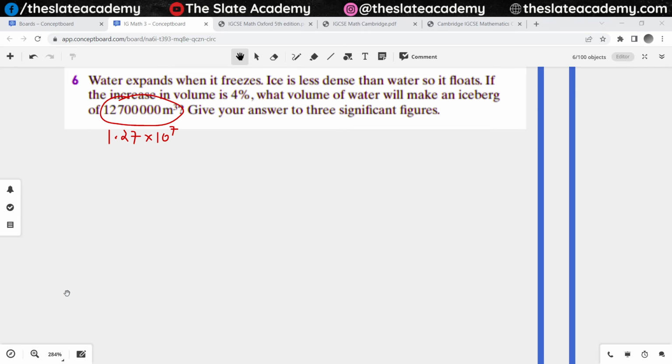Now, what is happening is, it says water expands when it freezes. So the volume of water increases as water freezes. Ice is less dense than water, so it floats. For the same mass, since volume has increased, the density of ice is less than that of water. If density of ice is less than that of water, it would be on top of water. Less dense material is on the top, more dense material is down below. If the increase in volume is 4%, so water's volume increases by 4% when it freezes. Miss Anam, are you listening?